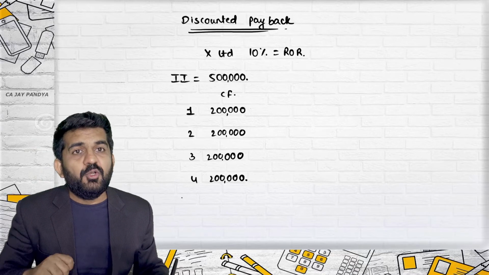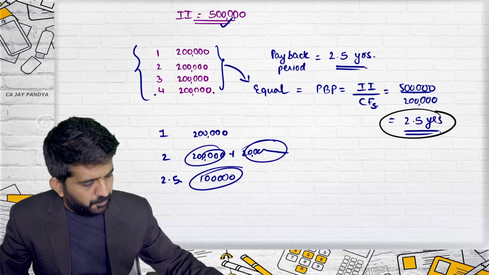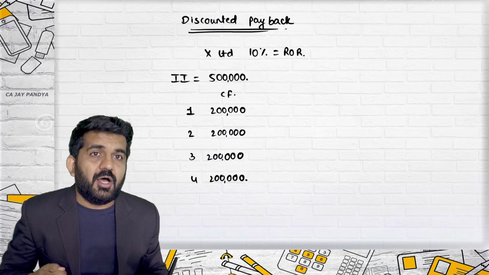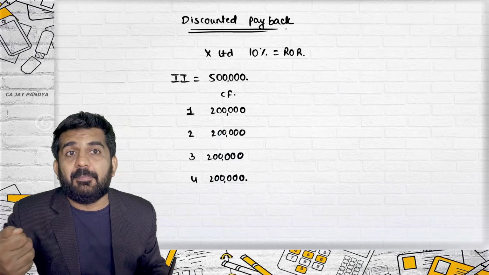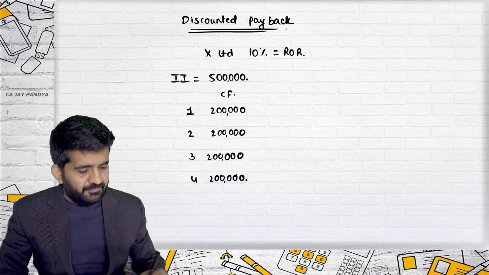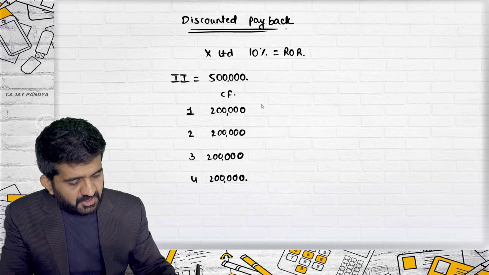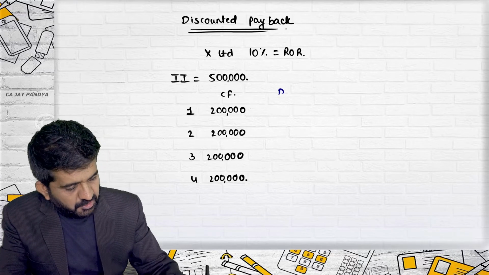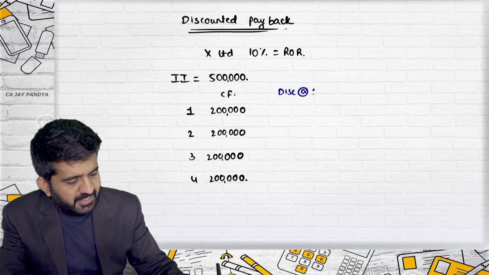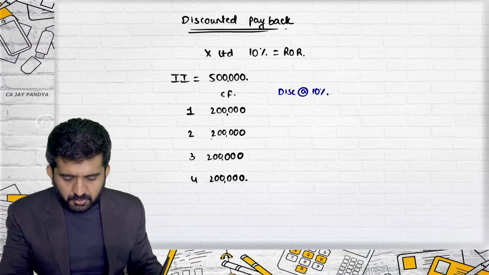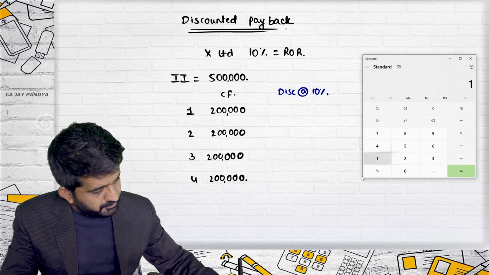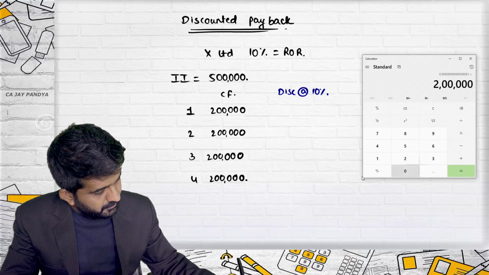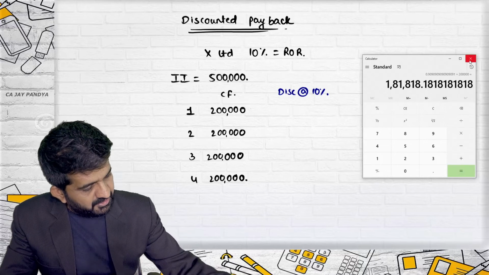Now, we know that the payback period is 2.5 years. But if the question asks you to find out the discounted payback period, then you will have to take the first year value not as 2 lakhs. You will have to take it as a discounted value, discounted at the rate of 10%. How can this 2 lakhs be discounted at 10%? 1 divided by 1.1 multiplied by 2 lakhs is 1,81,818.